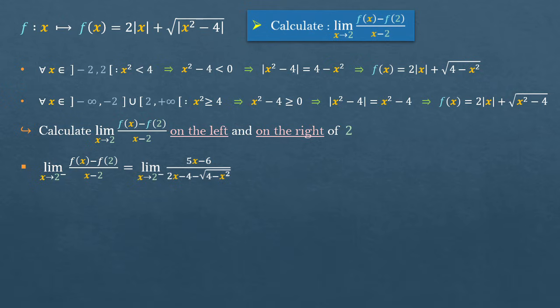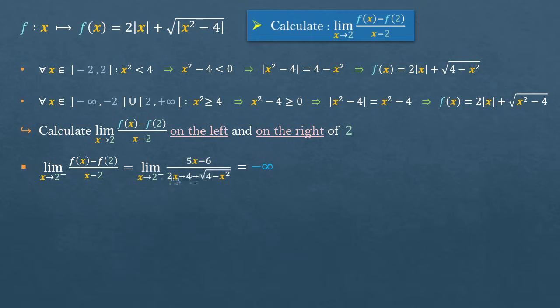So now that the limit of f(x) minus f(2) all over x minus 2 when x heads to the number 2 from below is equal to the limit of 5 times x minus 6 all over 2 times x minus 4 minus the square root of 4 minus x squared when x heads to the number 2 from below, we can calculate it by replacing the variable x by the number 2. So our limit would be equal to negative infinity, as the numerator of this fraction, which is 5 times x minus 6, approaches the number 4, and the denominator, which is 2 times x minus 4 minus the square root of 4 minus x squared, approaches 0 by smaller values when the variable x approaches the number 2 from below.